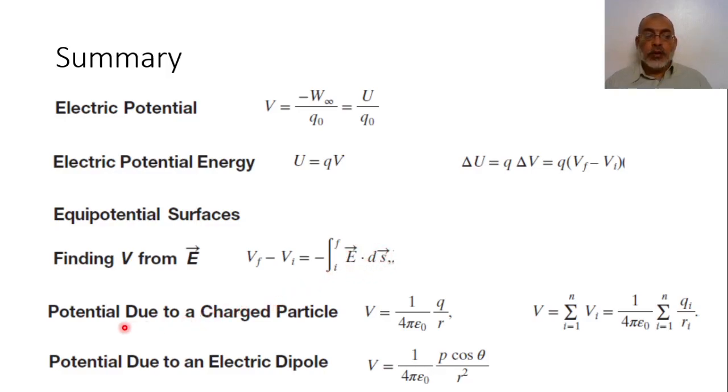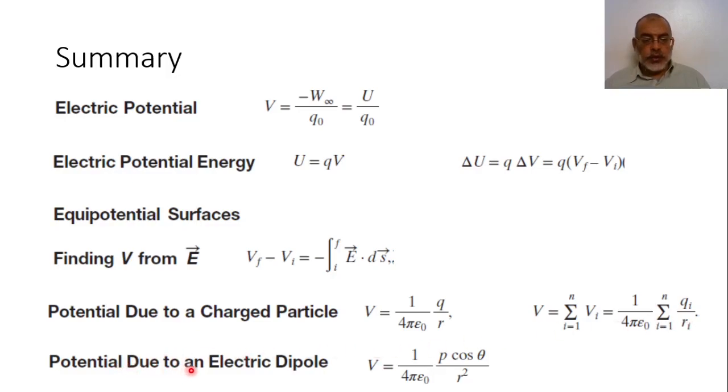And for the potential due to a charged particle, we have proved that V is 1 over 4 pi epsilon naught Q over R. If I have multiple charges, the total voltage is a summation of the voltage due to separate charges. So it is the summation over i from 1 to N of Vi, which equals 1 over 4 pi epsilon naught, the summation from i equals 1 to N of Qi over Ri.